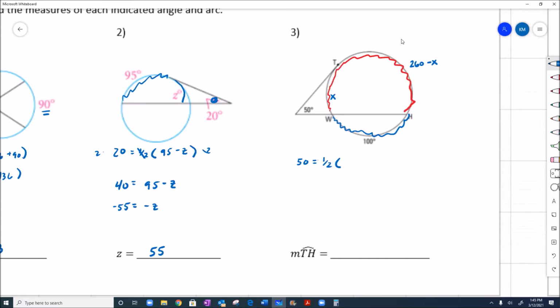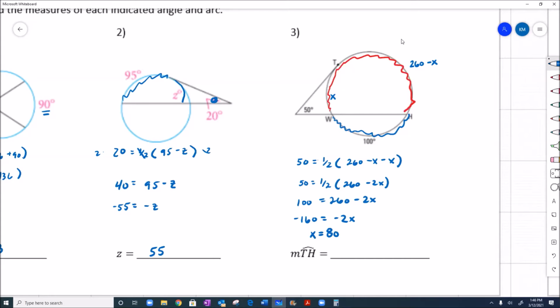So 50 equals 1/2 the larger arc, 260 minus X, subtract the smaller arc. So what we have is 50 equals 1/2 of 260 minus 2x. Now we're solving for x. I'm going to multiply both sides by 2, and that should get rid of that half. So I have 260 minus 2x here. Subtract 260 from both sides. That gives me negative 160. Divide by negative 2, and we find that x equals 80.